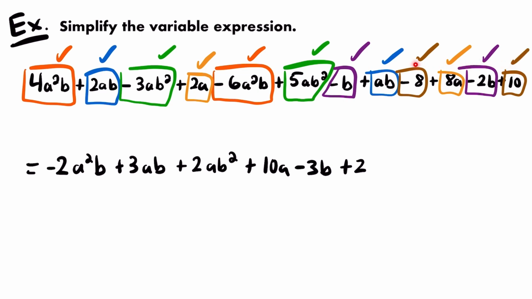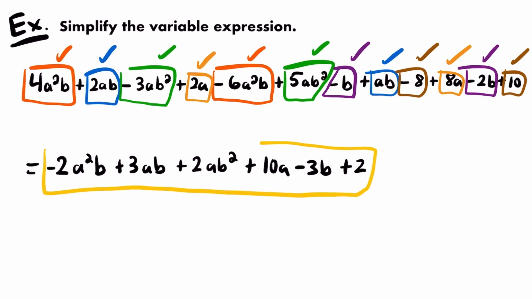And now you can see visually that we have accounted for all of the terms in this variable expression. We have now combined all of the like terms and have a simplified version of this variable expression. All right, so this would be the final answer to this example. Okay, and so with that, this was the last example for this video.